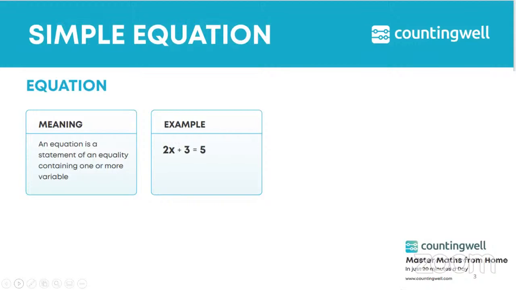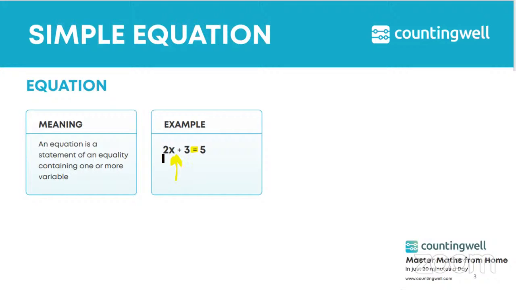So what is basically an equation? It is nothing but a statement of an equality containing one or more variables. For example, here we can see 2x plus 3 equals 5. This is an equation, or a mathematical statement involving the equality sign, or the equal to sign, as shown here. So here we have one variable which is x.